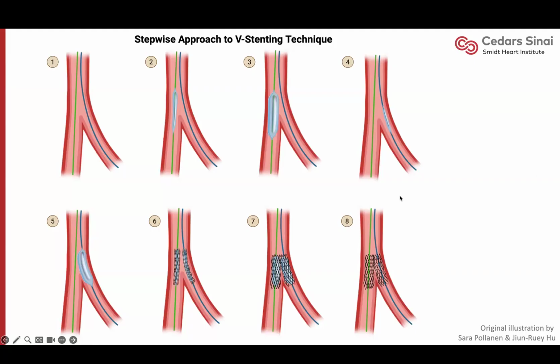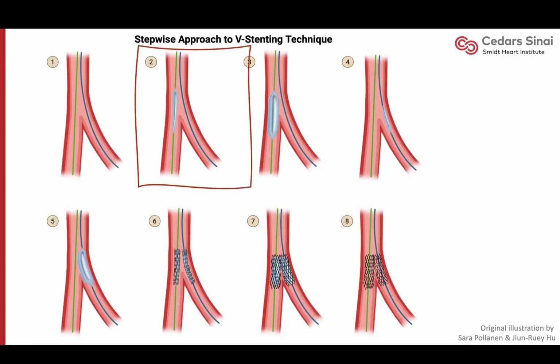And here are the steps. You'll wire the main vessel and side branch. Note that in V-stenting, you're treating the side branch and distal main vessel symmetrically such that you can place two stents in a V shape. Therefore, from here onward, you can refer to the side branch and distal main vessel both as distal branches.